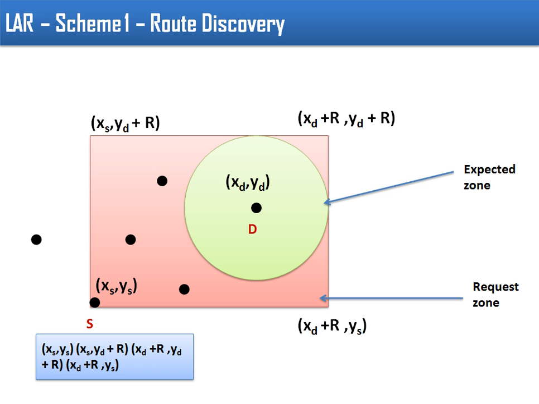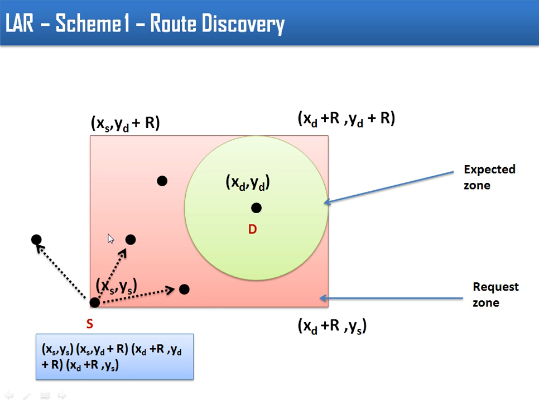So now we will see the route discovery process of scheme 1. So this S will broadcast its route request packet to all of its neighbors, and that request will be having four coordinates of the request zone. So these three nodes will receive a copy of the route request packet.